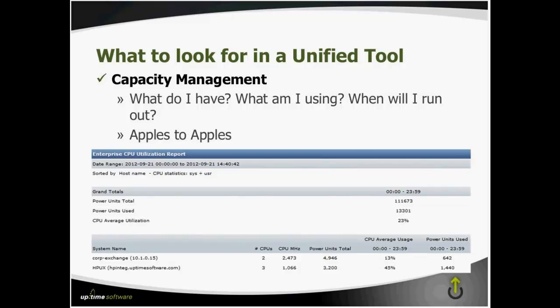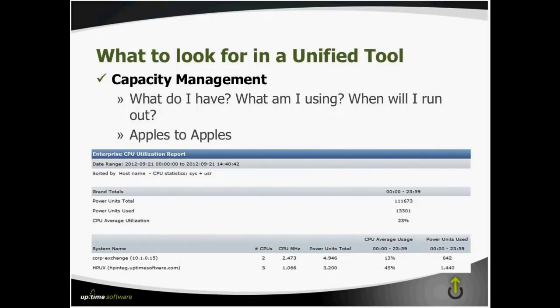So you should be looking for a tool that will allow you to report on capacity in a consistent unit of measure across all of those different architectures and all of those different silos within the environment. In Uptime, what we use is the concept of a power unit for CPU, which will tell you the raw number of power units available based on the real number of CPUs and megahertz on a target system.